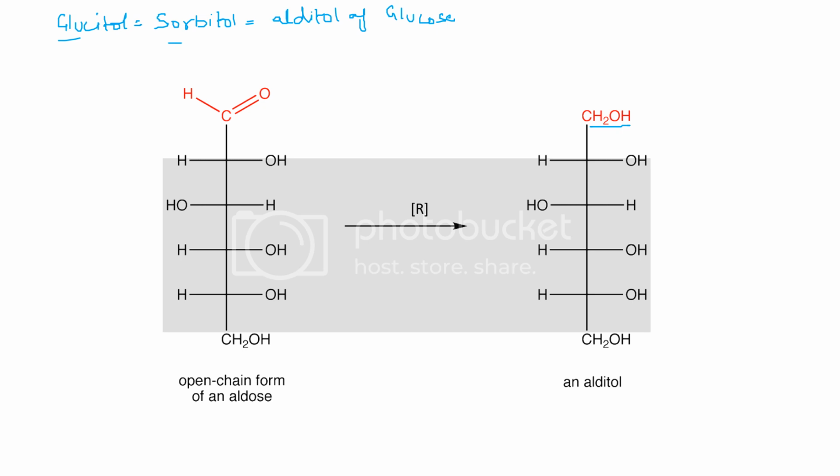And similarly, if we have this mannitol, it is the alditol of mannose. So, if you know the structure of mannose, you can easily make out the structure.